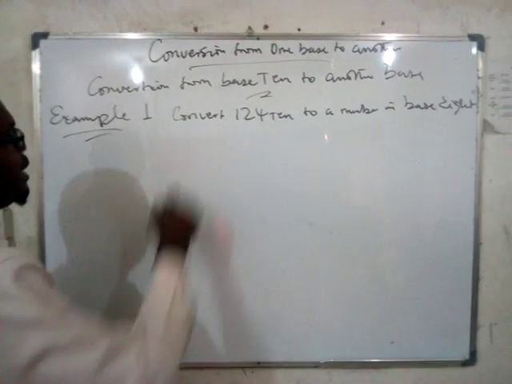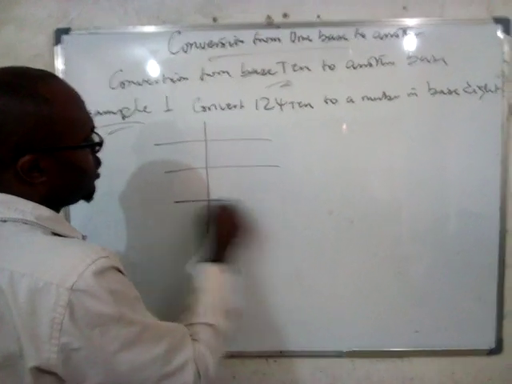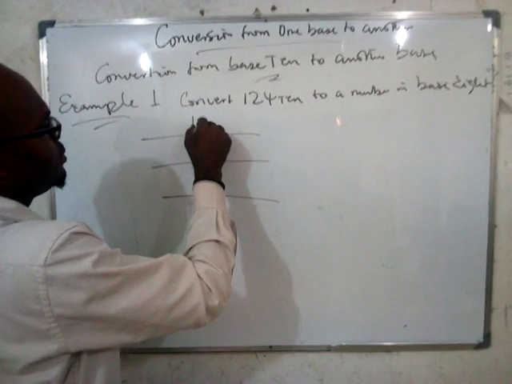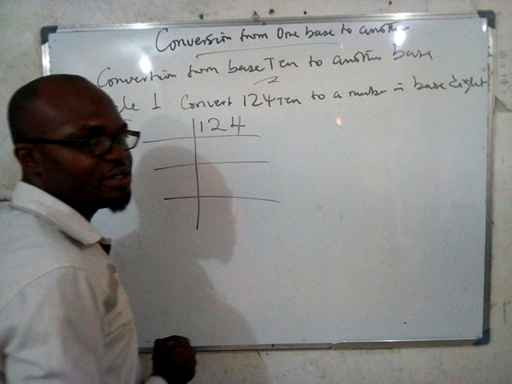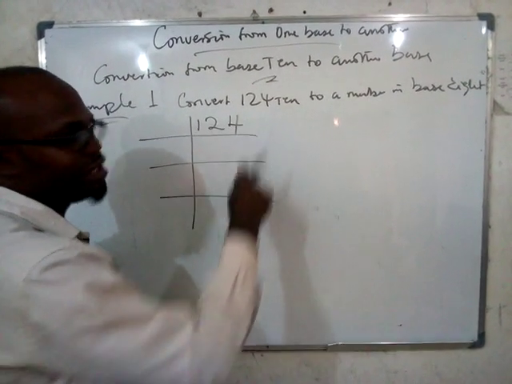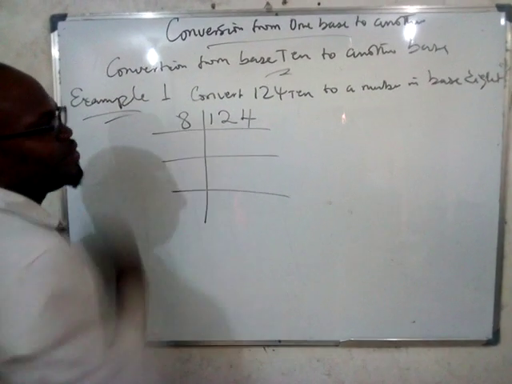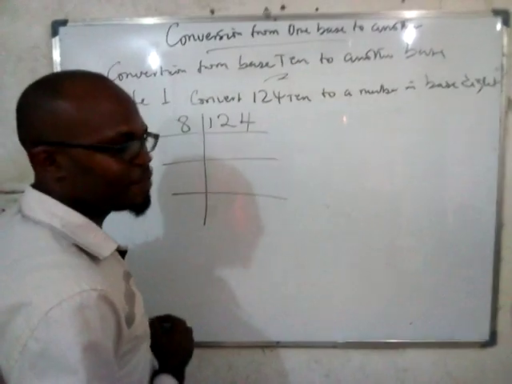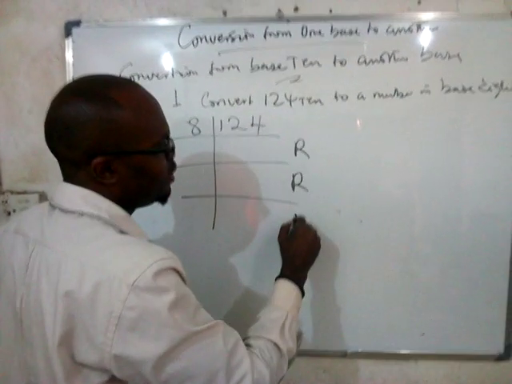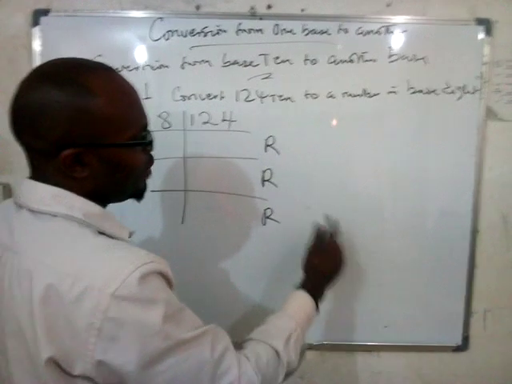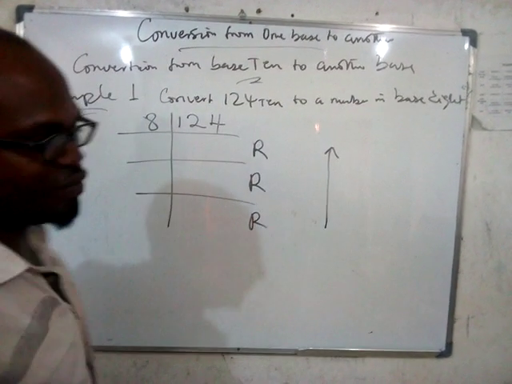And how do we do that? We do this by doing what we call continuous division. We write the number we want to convert from base 10. Then we write the base that we are going to be converting to. So we keep dividing and finding the remainders. Then the remainders that we find, we take them off from behind, and that will be the answer.